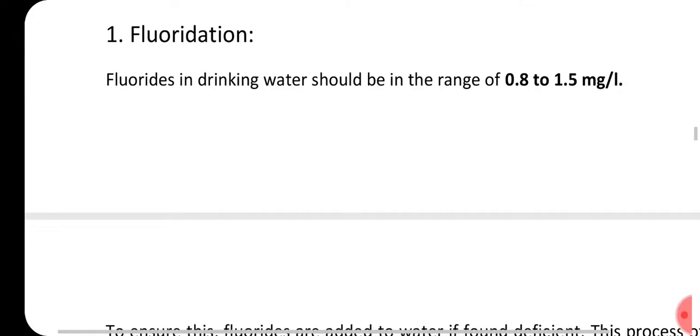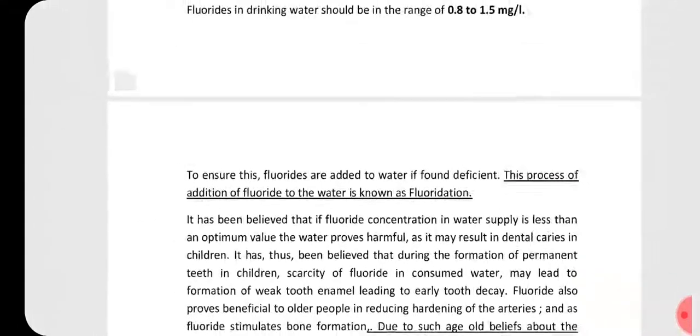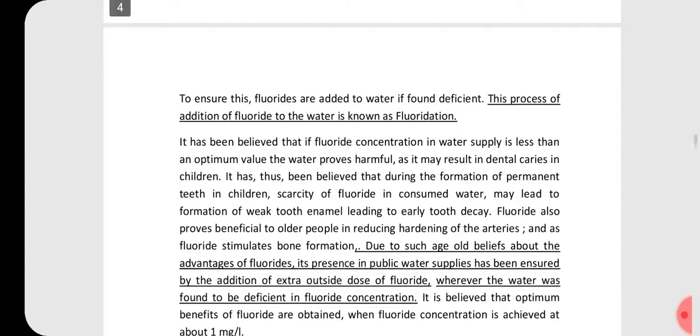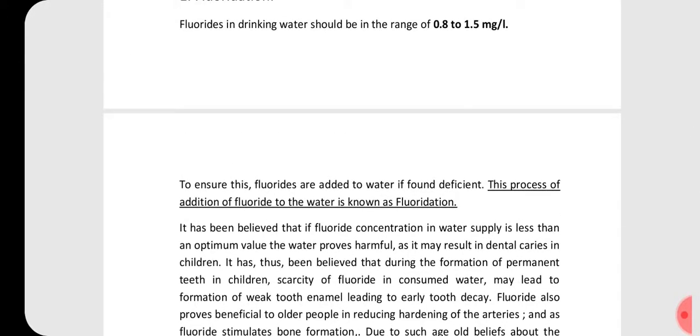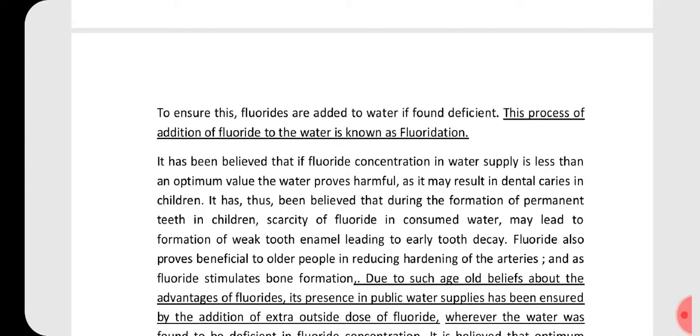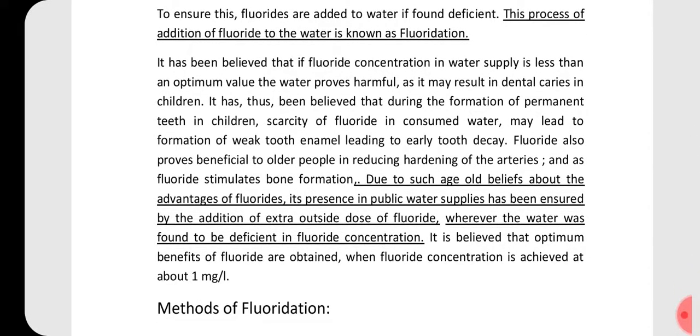So what is fluoridation then? Fluoridation means, if the water is not having fluoride, or if the water is having less than 0.8 milligram per liter fluoride, then we have to add the fluoride. So that fluoride adding process is called fluoridation. To ensure this fluoride, fluorides are added to the water if found deficient. So this process of addition of fluoride to the water is known as fluoridation. Fluoridation means adding the fluoride to the water if it is less than 0.8 milligram per liter. Understood? So that fluoride is added and that process is called fluoridation.